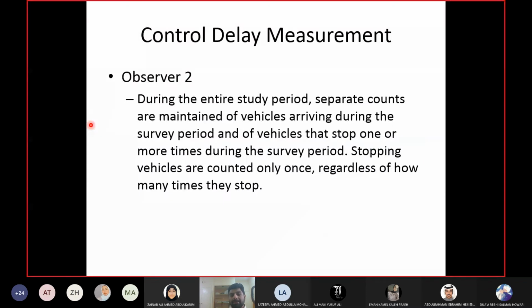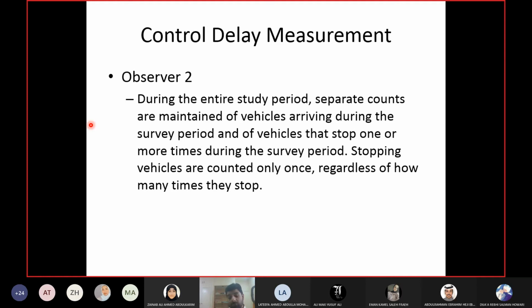Observer 2 is taking continuous counts for 2 things: total number of vehicles arrived and total number of vehicles stopped, and this count is continuous. Observer 1, I gave him intervals, right? So once he has counted, then he will wait for the next interval. During these 2 counts, he will not do any counting. But observer 2 is doing the count continuously.